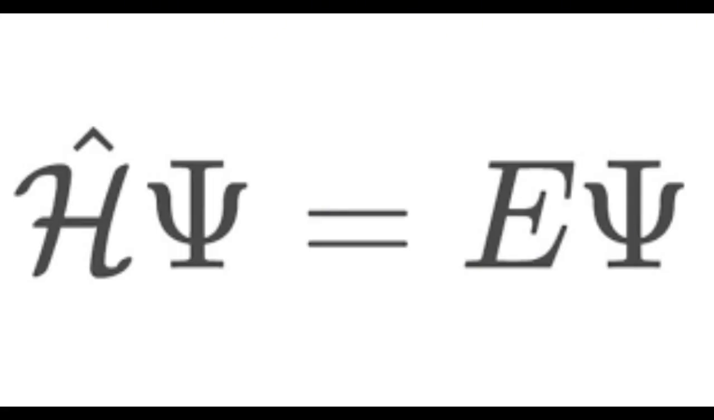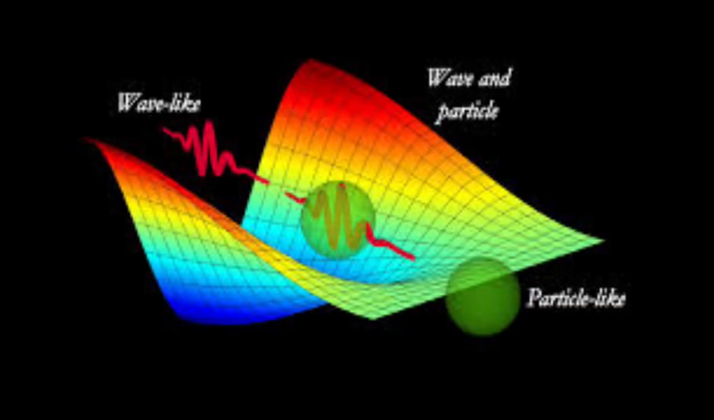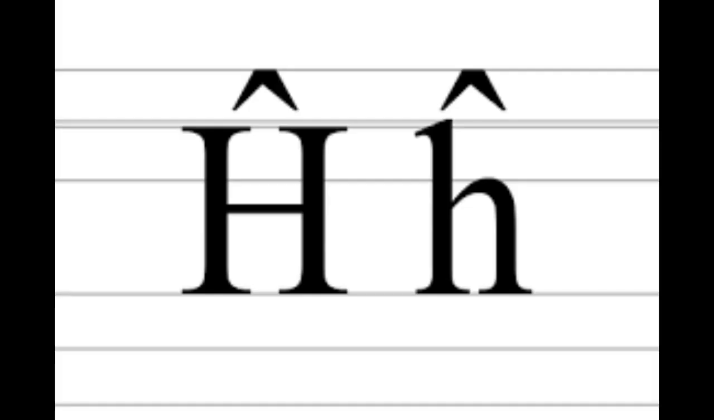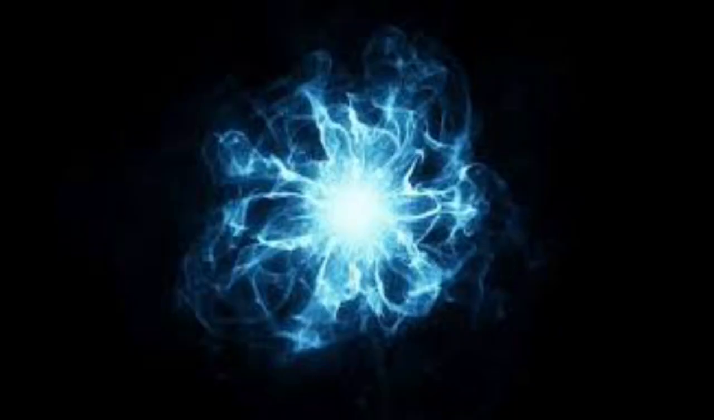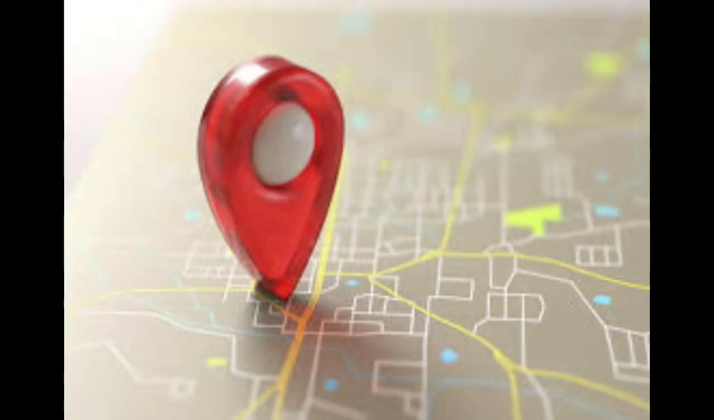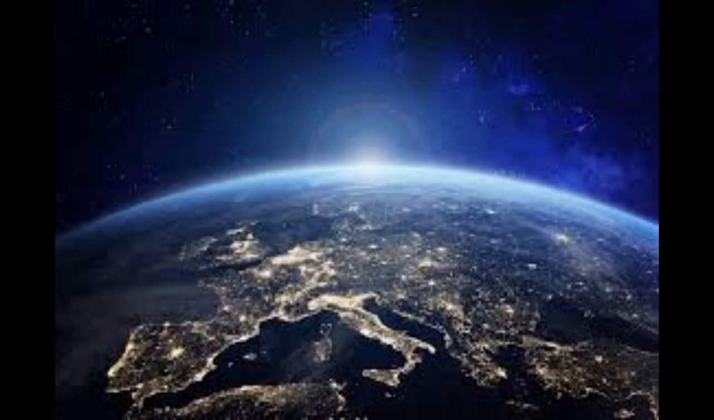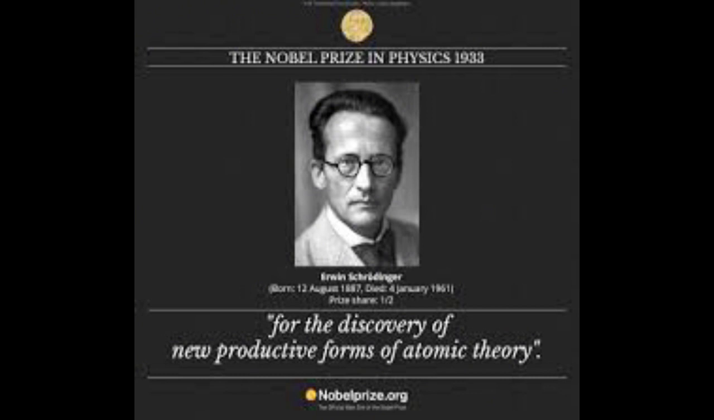In 1926, an Austrian physicist named Erwin Schrödinger came up with his Schrödinger's equation. This equation is used to predict the behavior of systems that exhibit wave-particle duality. The equation is H, or Hamiltonian, which represents the total energy of the system, the Greek letter psi, which is a wave function which relates the location of an electron at a certain point in space to the amplitude of its wave, equals E, or energy, and psi again. In 1933, he won a Nobel Prize for his contributions to quantum mechanics.